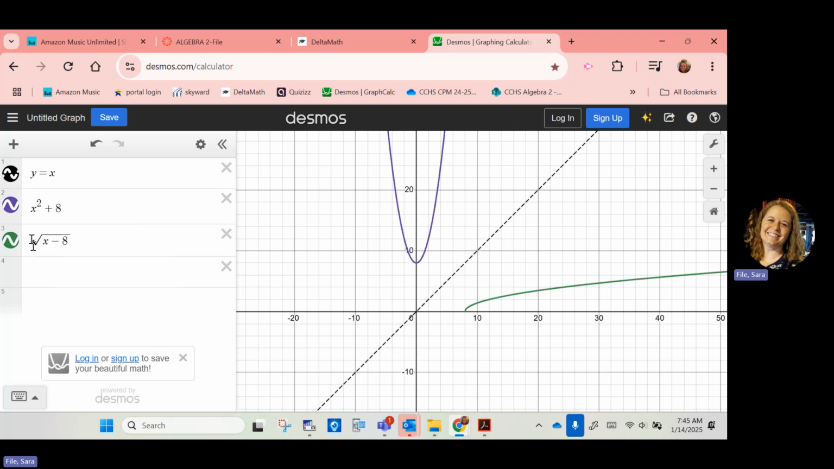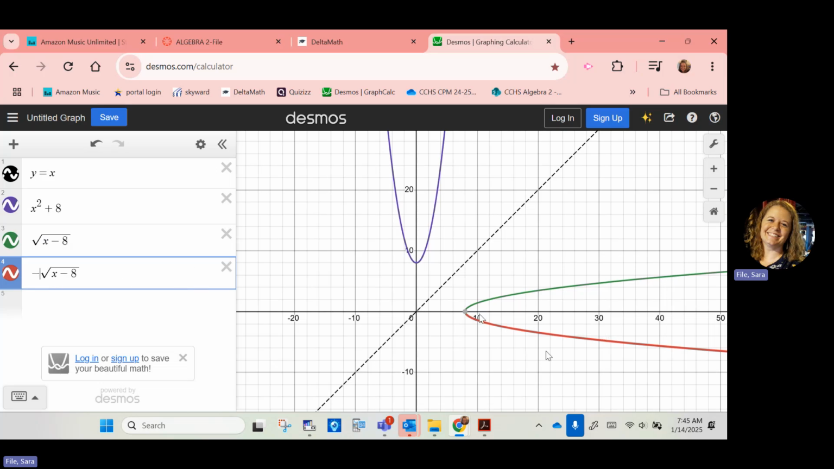Now, if I put a minus sign out in front of it, you would see the other half of that parabola. See how it shows up there? If I put a negative in front, I have the positive square root and the negative square root. Okay, but we don't do that.